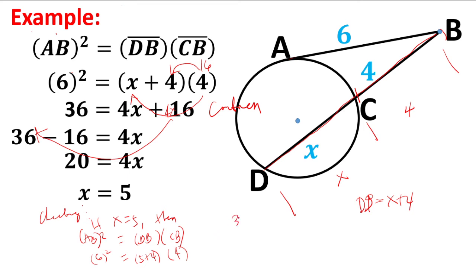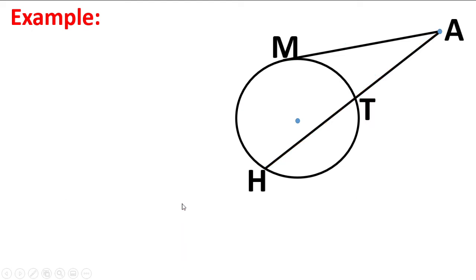Next, 6 times 6 is 36. 5 plus 4 is 9 times 4. 9 times 4 is 36. So, tama. X is equal to 5. Okay? Next. Let's have another example.